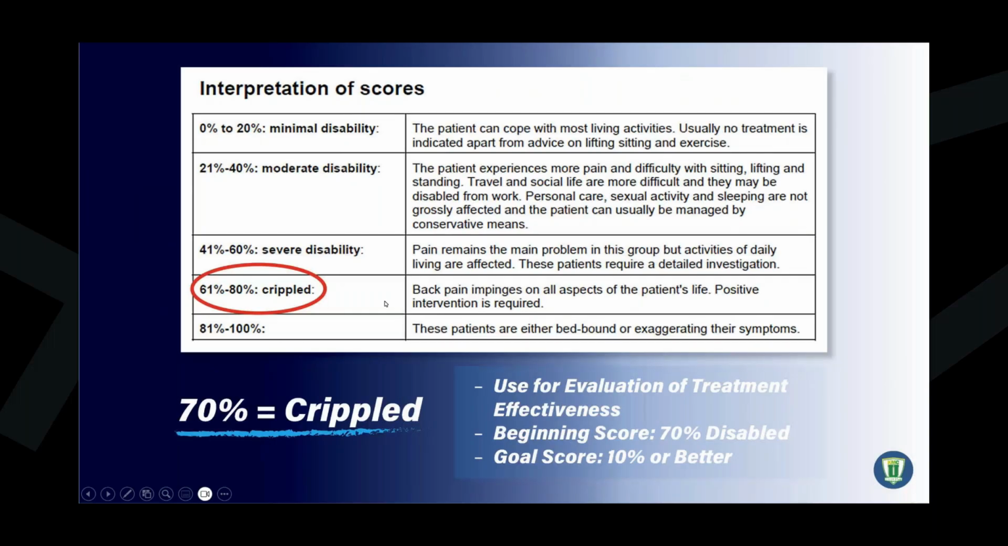Now, for evaluation of treatment effectiveness, if they started at 70%, maybe our goal score is 10% or better, or 20% or better, depending on what you know about the patient. So at that reevaluation in 30 days, let's say they come back and they're at 45%. Well, we can do the math and figure out that that is at least 30% improvement, which is what Yeomans has said will justify significant improvement.